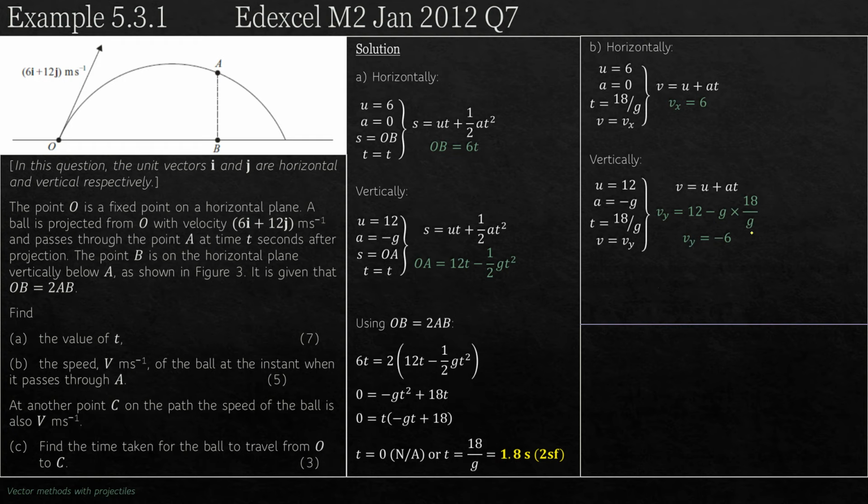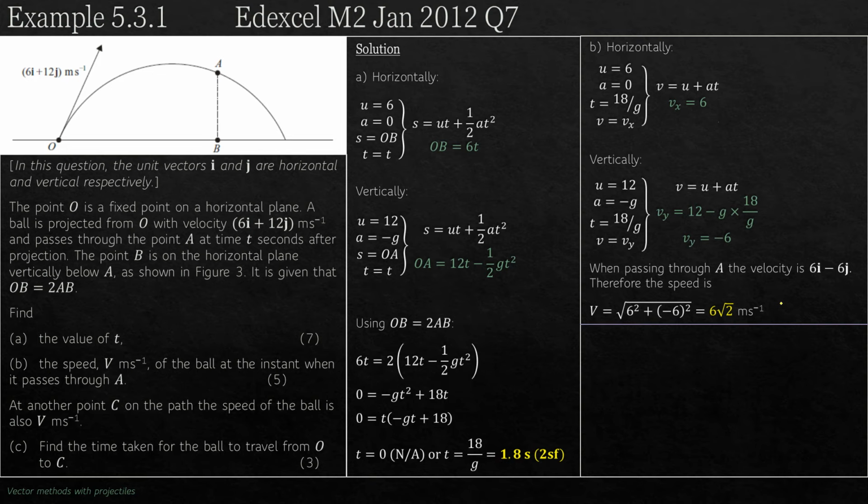Notice here that g cancelled out. I'll come back to that in a moment. So when passing through A, the velocity is 6i. That's the i component is 6. The j component is minus 6. But the question wanted the speed. So unless we turn this into a speed, we're probably going to lose the last 2 marks. Find the magnitude of 6i minus 6j is 6 root 2.